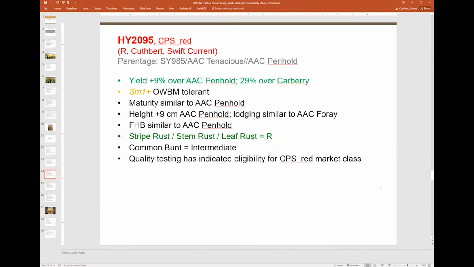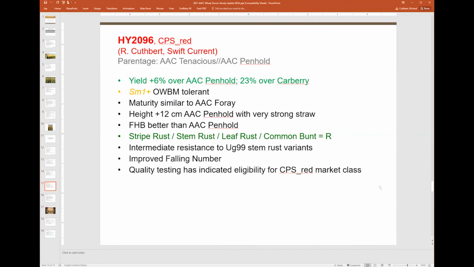The next 2 CPSs are from myself at Swift Current. Similar pedigree, it's a Syngenta CPS with SY985 with Tenacious and Penhold again. This one yields reasonably well. I'm pretty excited about the yield on it. It's 9% over Penhold and 29% over Carberry in the high yield wheat C. So the registration test it's coming out of, it's an SM1 positive, so it's midge tolerant. Maturity similar to Penhold. Its height's 9 centimeters taller than Penhold, so about a head taller than Penhold, and its lodging has been similar to Foray. FHB similar to Penhold, and stripe rust has been very good, as well as stem rust and leaf rust, so that would be an improvement for the CPSs.